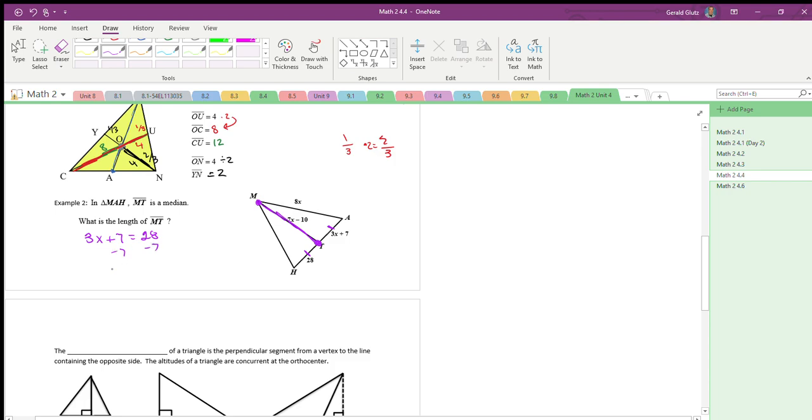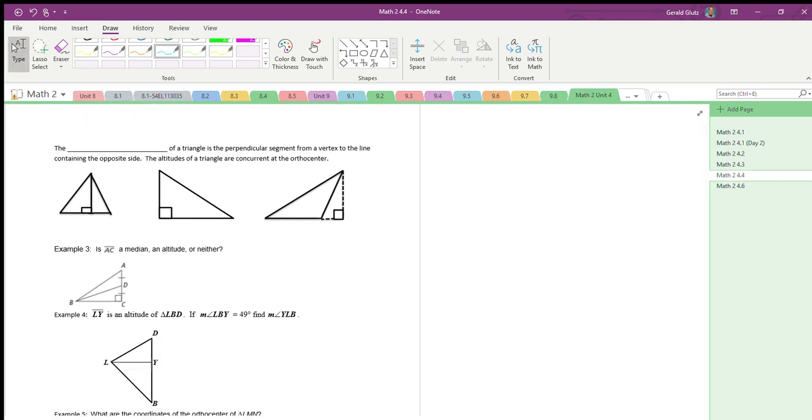So subtract 7, I get 3x equals 21. Divide by 3. So x is equal to 7. So now that I know x equals 7, and that's going to be true for all of these equations, if I'm trying to find MT, and MT equals 7x minus 10, I can just substitute 7 into x. So 7 times 7 is 49. 49 minus 10 is 39. So MT equals 39.